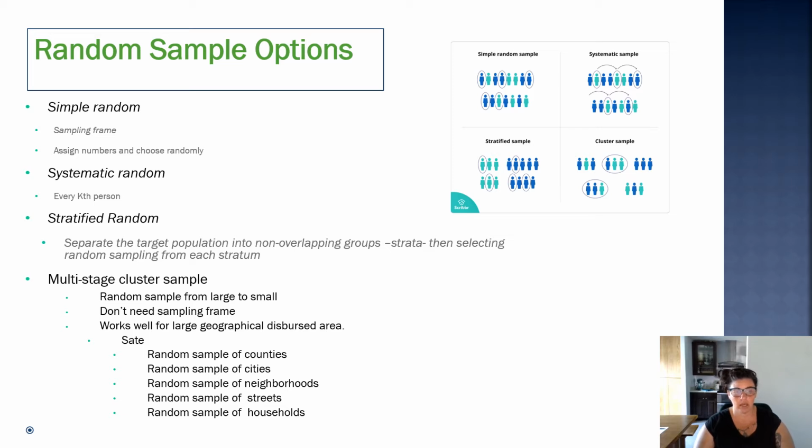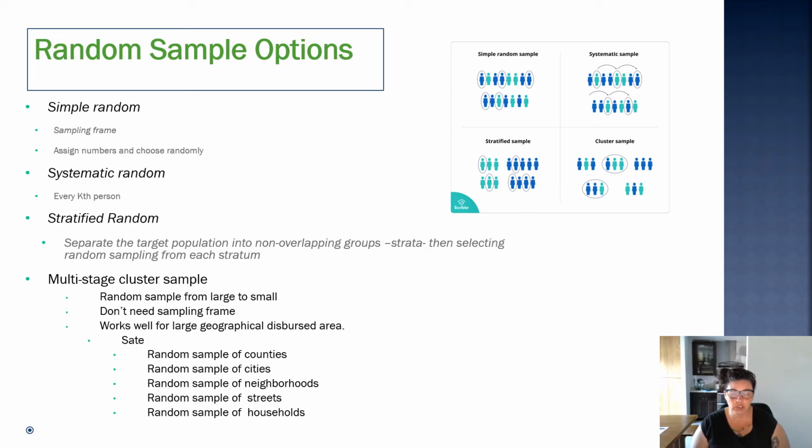So I can reduce my sample. I'm going to look at all of California or all the United States. I pick random states. Then in that state, I can pick random counties. In those counties, you pick randomly the cities. In the cities, you pick randomly the neighborhoods. And then you randomly pick the streets in those neighborhoods, and then you can randomly pick the households on those streets. And then you can interview people within those households. So that's multi-stage cluster sampling.